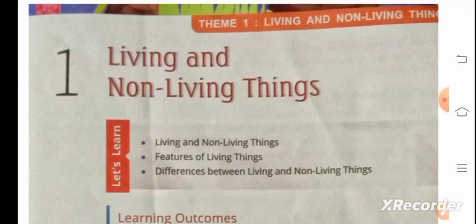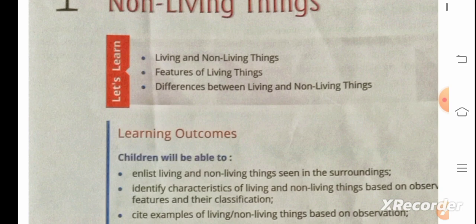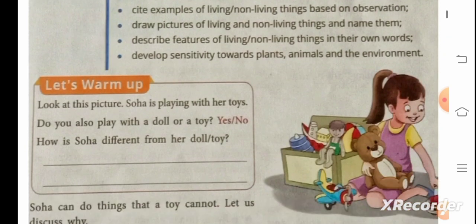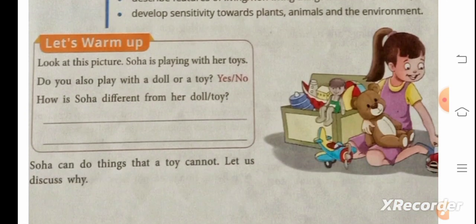Hello children, in this class we will discuss chapter number one, living and non-living things. So look at the picture here. The girl is holding one toy. Her name is Soha and she can do many things that the toy cannot do. Why? Because the girl is a living thing whereas the toy is a non-living thing.